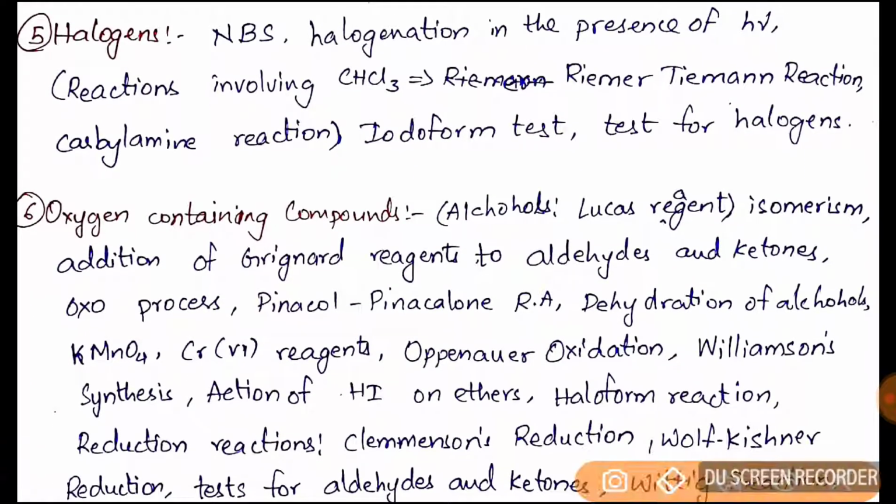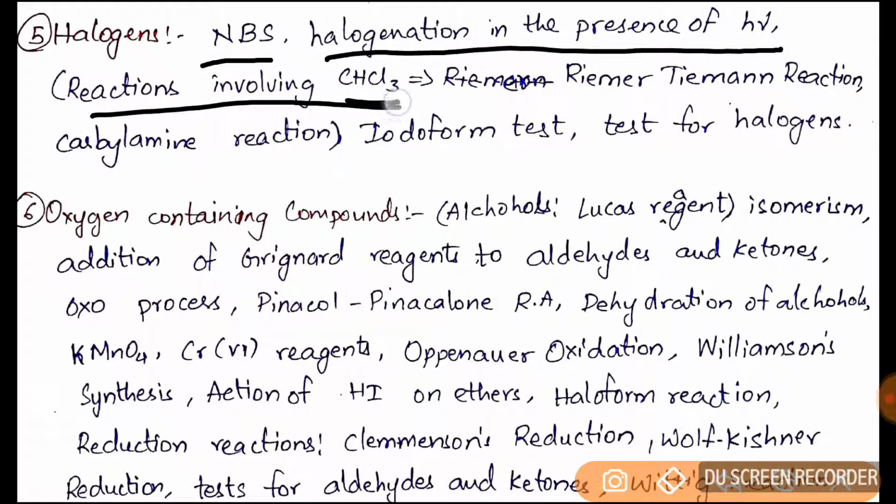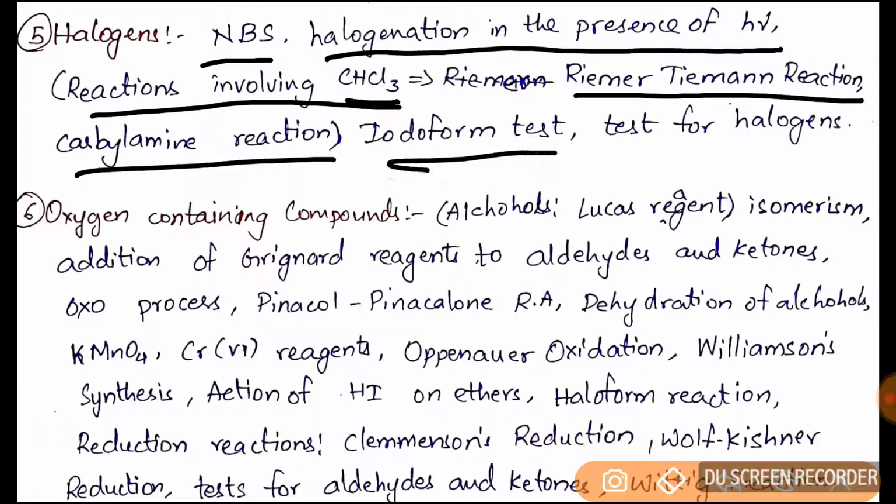And coming to halogens, in halogens, the role of NBS, N-bromosuccinimide, and the halogenation in the presence of UV light, and also the reactions involving trichloromethane, that is Reimer-Tiemann reaction, carbylamine reaction, iodoform test for halogens.